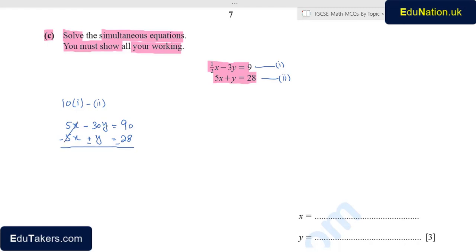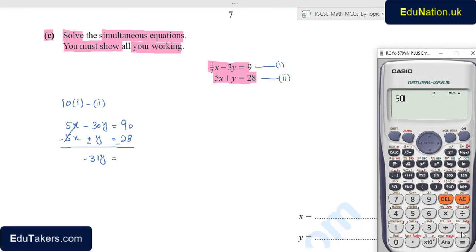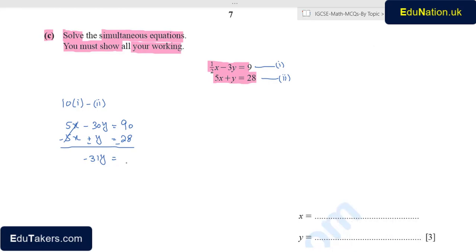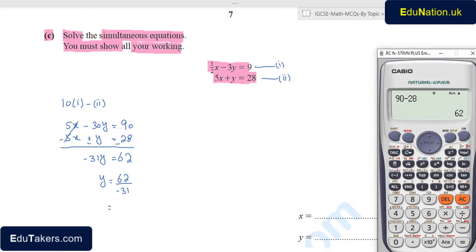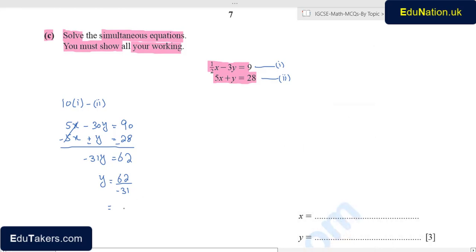This will be cancelled. This is minus 31y equals 90 minus 28, which is 62. So y is equal to 62 over minus 31. 62 divided by minus 31 is minus 2. The value of y is minus 2.